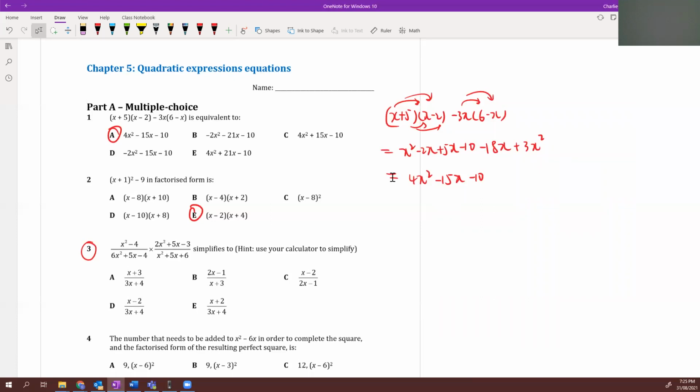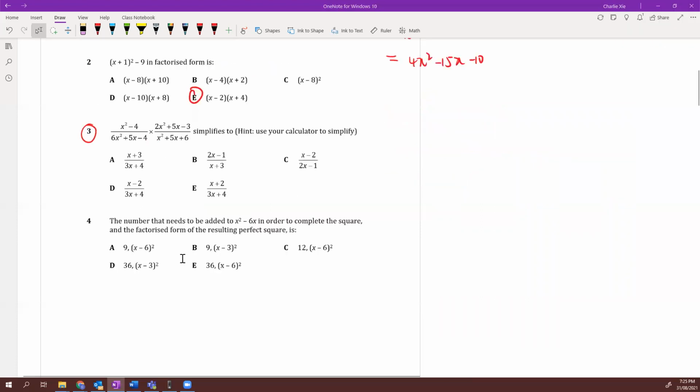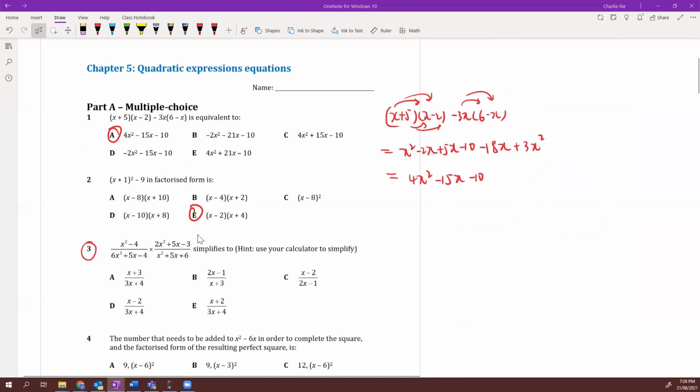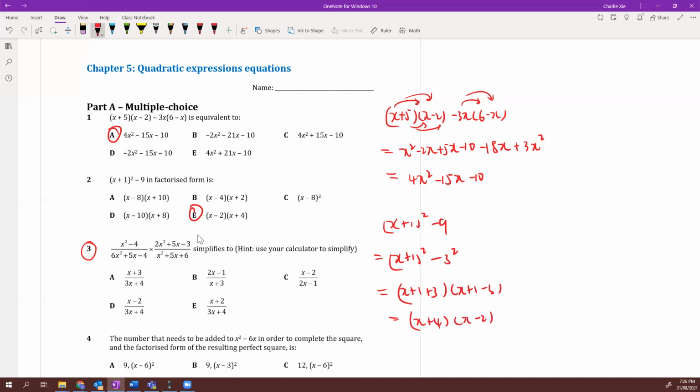Hang on, what am I doing here? To do it by hand: (x + 1) squared minus 9. That's (x + 1) squared minus 3 squared. So that's a perfect square, and that's not a perfect square. Here's the difference, so it's a difference of perfect squares: x plus 1 plus 3 times x plus 1 minus 3. And that's x plus 4 times x minus 2. Okay.